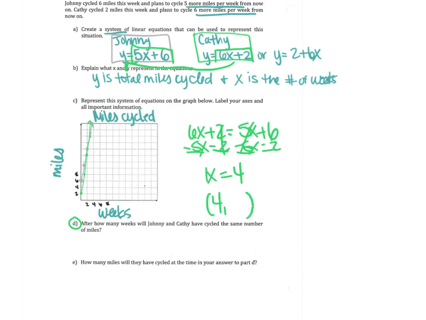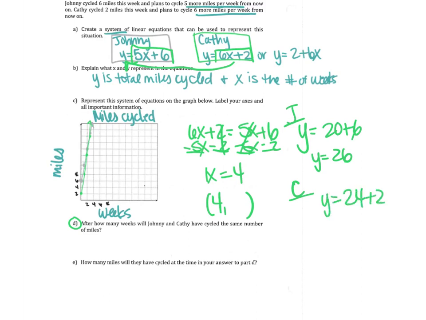All right, once I have that, then I can just plug that into either of the equations. So if I plug into Johnny's, that would give me 5 times 4 is 20 plus 6, y equals 26. If I plugged into Kathy's, I would do 6 times 4, which is 24 plus 2, which is also 26.